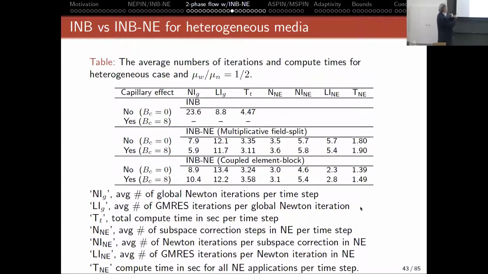So here's some examples of performance over a certain number of time steps. Inexact Newton with backtracking is the upper pair, then INB-NE with the field split, and INB-NE with the coupled element block. I think the most important thing to point out at the beginning is the total time to get to a physical model time in the simulation. It's not dramatically better, but it's certainly better, and it's certainly better once you turn on the capillary pressure, because then Inexact Newton does not converge at all. But in the cases where it does, we can still improve on it with nonlinear preconditioning.